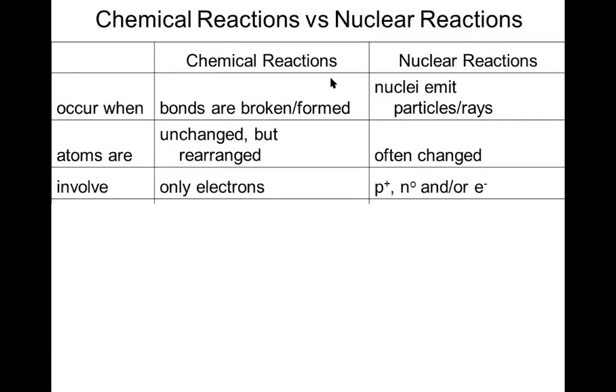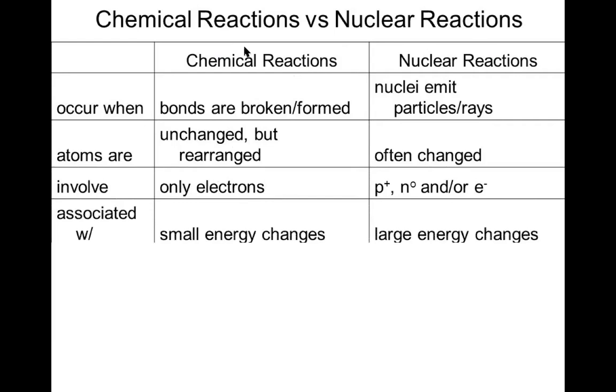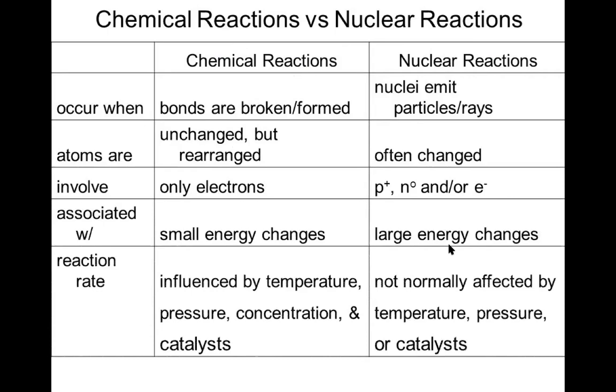In chemical reactions, it only involves electrons. In nuclear reactions, it could involve any of the subatomic particles. Chemical reactions are small energy changes. Nuclear reactions are larger energy changes. And there are differences in what affects the reaction rate.